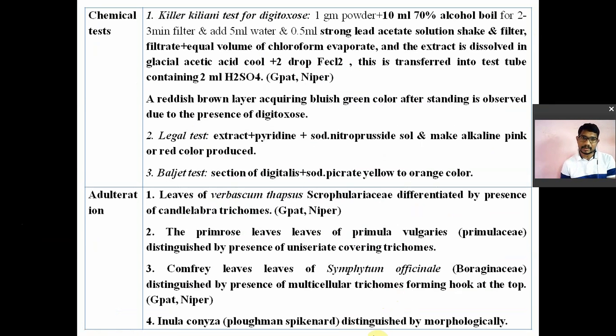Next point is chemical tests. One chemical test is important for Digitalis, known as the Keller-Kiliani test. This is a specific test for digitoxose, a sugar found in Digitalis. A question can come on this. Take 1 gram of powder, add 10 ml of 70% alcohol, boil, then add 5 ml of water and add lead acetate solution. Shake, filter and add an equal volume of chloroform.